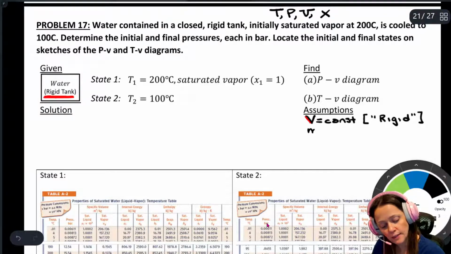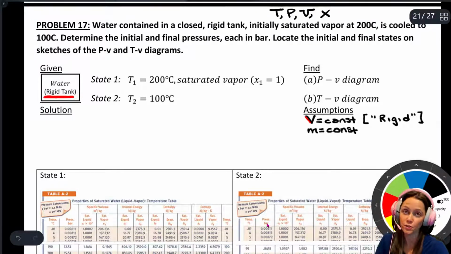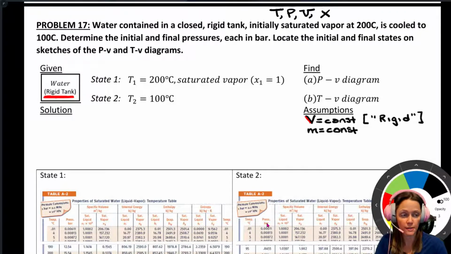And then, all indication is that it's a sealed system, right? You haven't opened a valve, you're not allowing water to escape. So it's a closed system, and so by definition, your mass is constant.